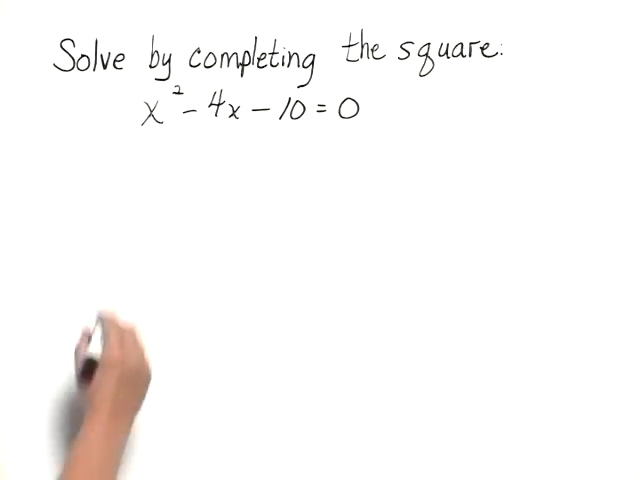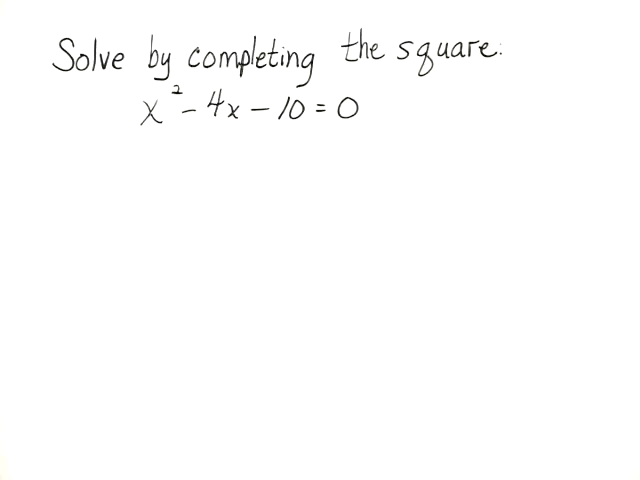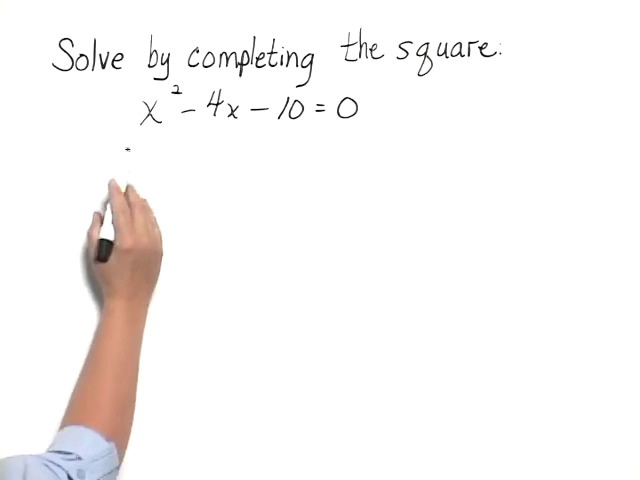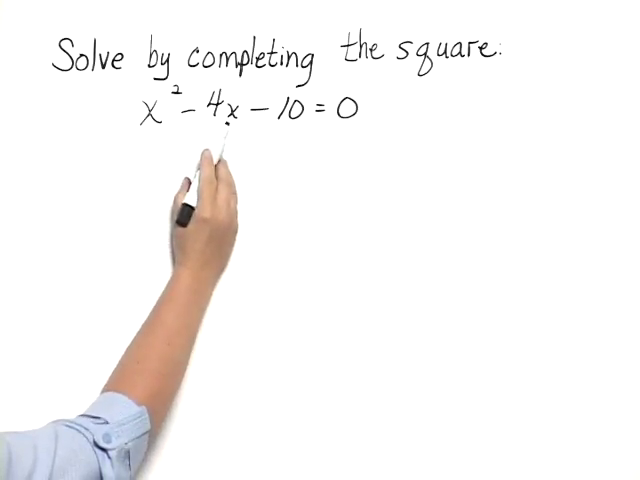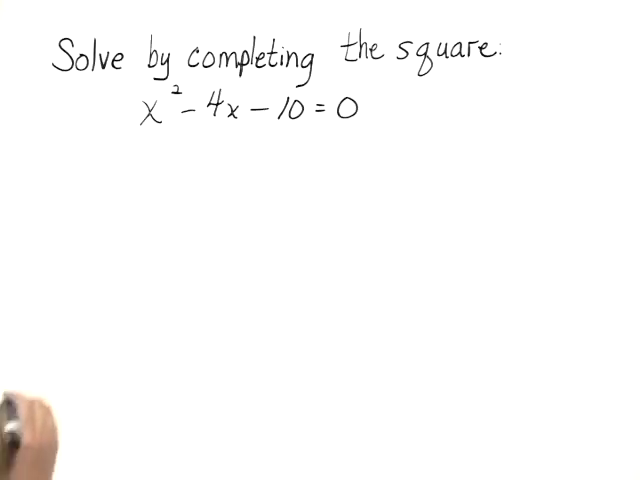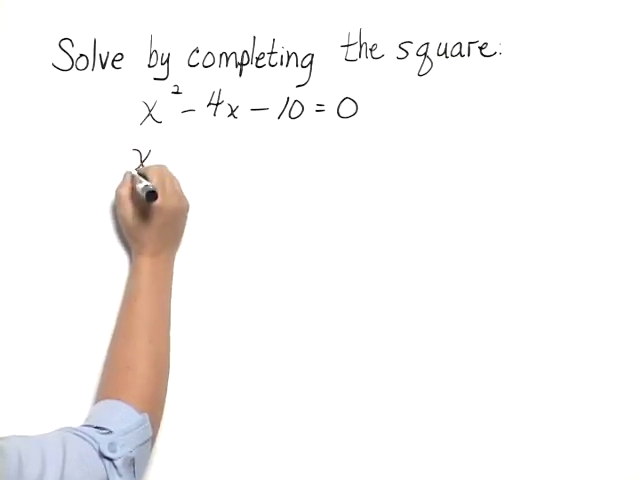Solve by completing the square. x squared minus 4x minus 10 equals 0. To complete the square, we're going to first get the x squared and then the negative 4x terms by themselves on one side of the equation by adding 10 to both sides.